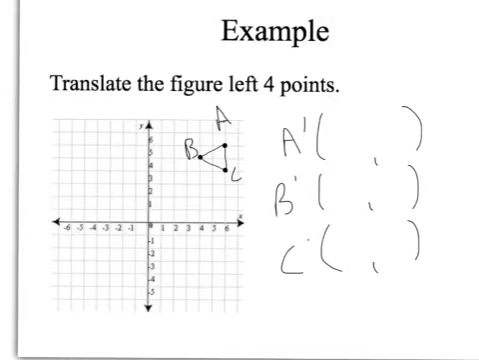For the second example, I want to translate the figure to the left 4 points, and I'm going to write my general formula for each point. So my pre-image, the original image, is drawn. I want to take each point and move it left 4 points. Right now A is right here. I want to move it to the left 4. 1, 2, 3, 4. It'll be right here.